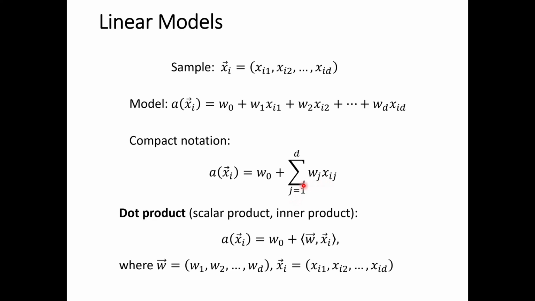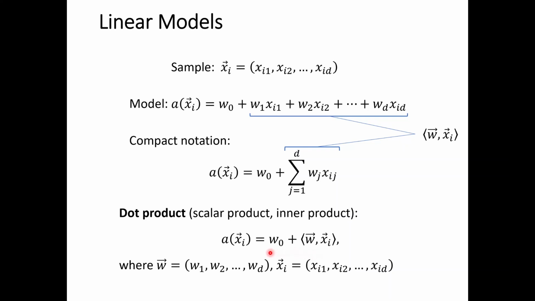We can make the notation even shorter by introducing the dot product of vectors, a very commonly used operation in linear algebra and machine learning. The dot product, which is also called scalar product or inner product, is the sum of the products of the corresponding components of two vectors. If we represent not only the sample, but also the set of weights as vectors, then the model's expression can be written using the dot product.